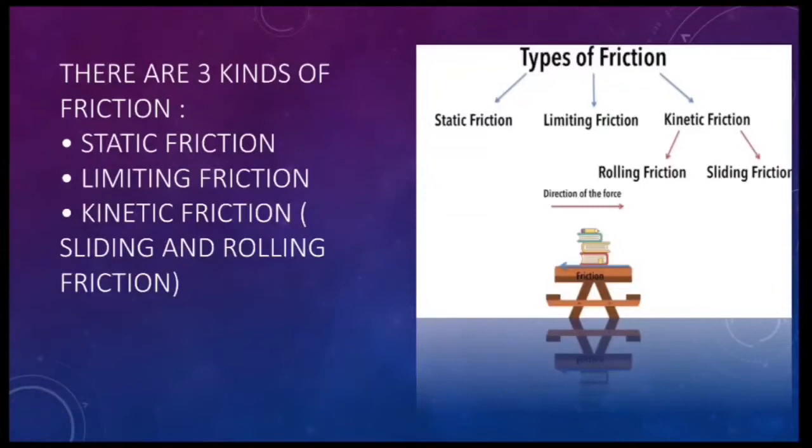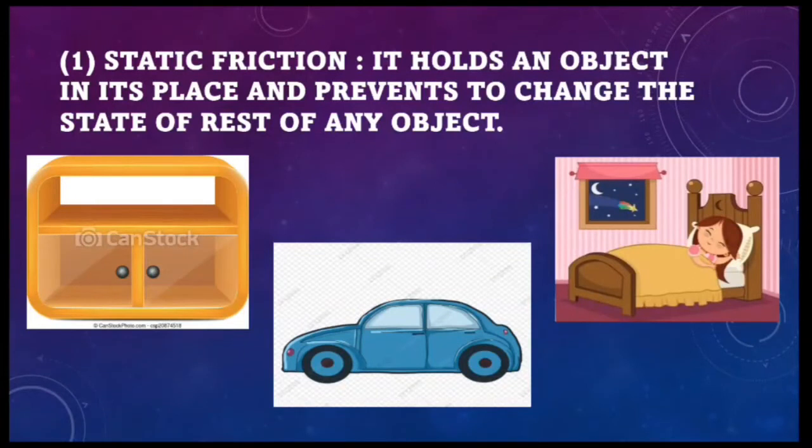There are basically three types of friction: static friction, limiting friction, and kinetic friction. Again, there are two subdivisions of kinetic friction. They are sliding friction and rolling friction. Now, let us know about each of them in detail.